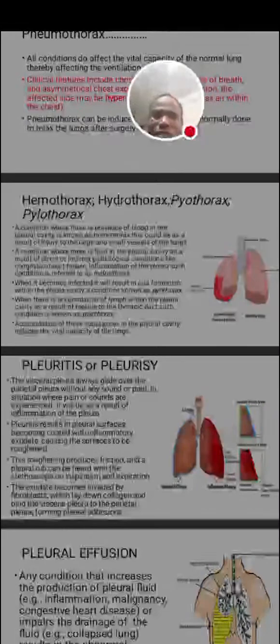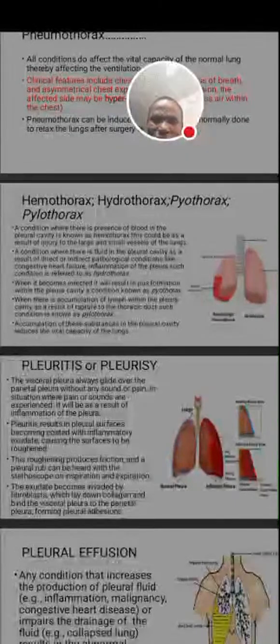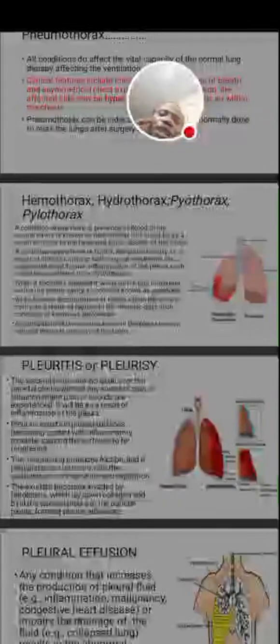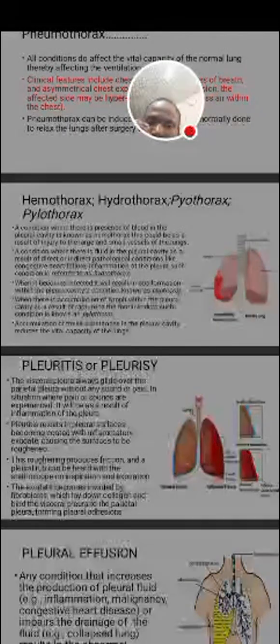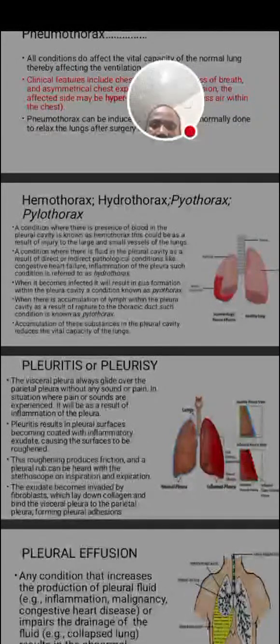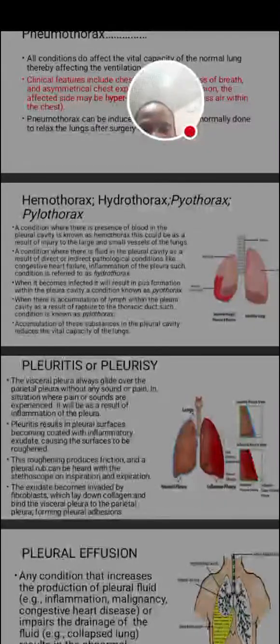A collection of blood in the pleural cavity is known as hemothorax. This could be as a result of injury. A condition where there is fluid in the pleural cavity is known as hydrothorax. When it becomes infected, it results in pyothorax, an infected pleura. When there is accumulation of lymph, it is chylothorax.